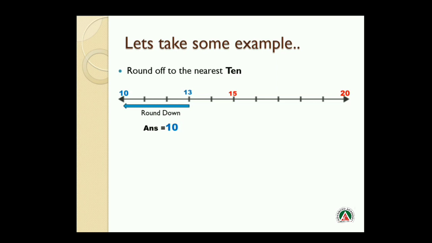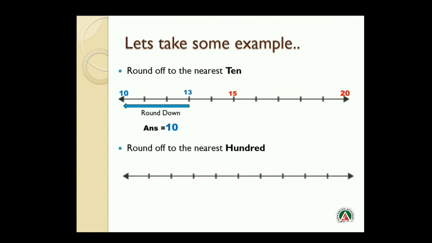Okay, come on, take one more example. Round off to the nearest 100. So again we will make a number line in which the lower limit is 100, because we have to round off to the nearest 100, and the upper limit is 200. What will be the midpoint between 100 and 200? 150 is the midpoint. The rest of the numbers will come like this: 100, 110, 120, 130 and so on. Let us round off the number 170 to the nearest 100.